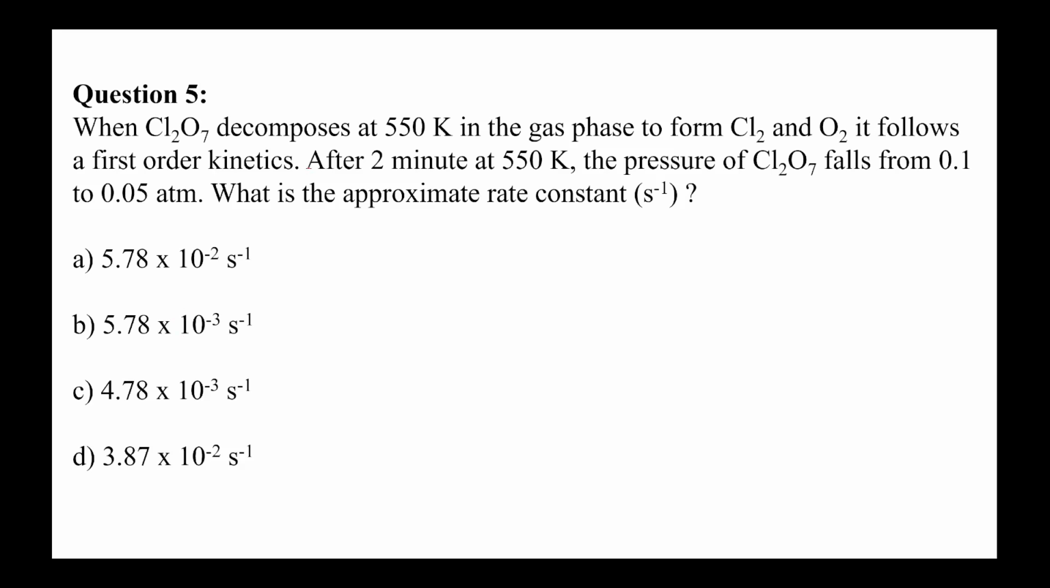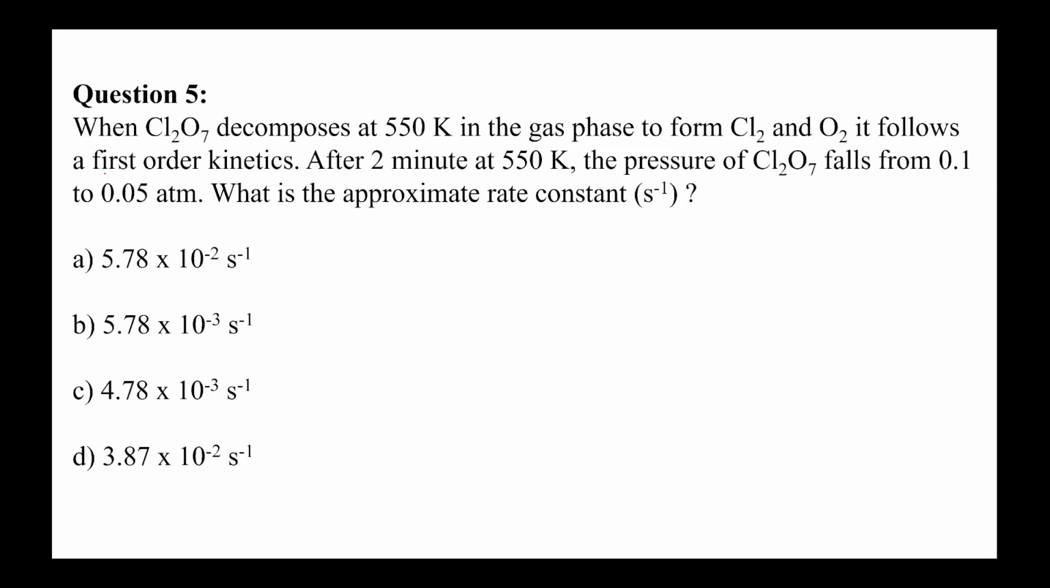When Cl2O7 decomposes at 550 Kelvin in the gas phase to form Cl2 and O2, it follows first order kinetics. After 2 minutes at 550 Kelvin, the pressure of the Cl2O7 falls from 0.1 to 0.05 atmosphere. What is the approximate rate constant?